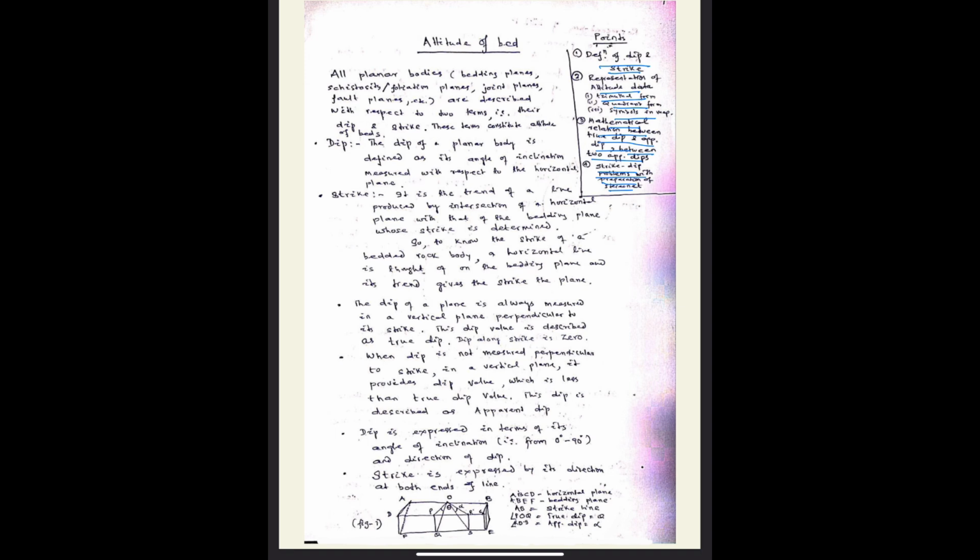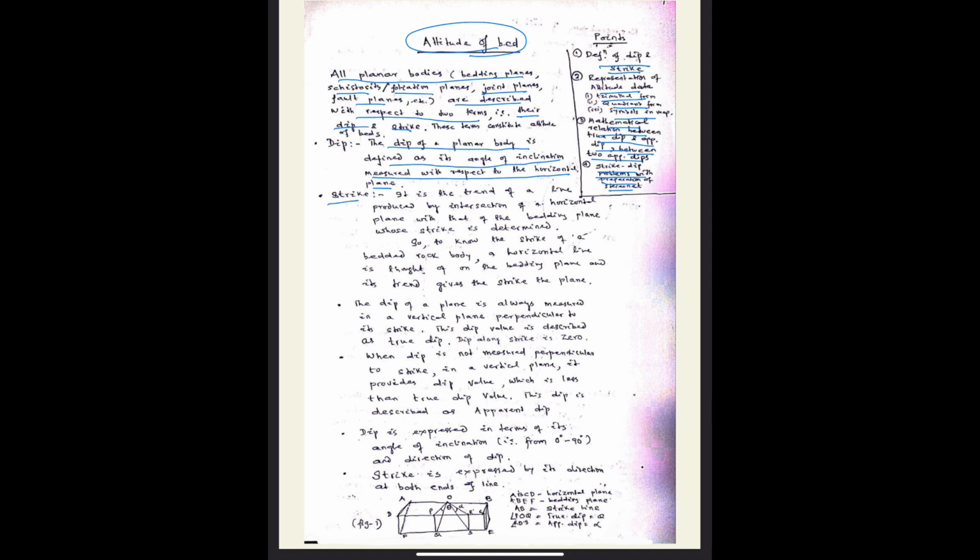First, we will discuss the definition. All planar bodies, which are bedding planes or cleavage planes, correlation planes, joint planes, fault planes, etc. All these planes are described with respect to two terms, that is their dip and strike. These two terms together describe the attitude of bed. So what is dip? The dip of a planar body is defined as its angle of inclination measured with respect to the horizontal plane. So dip of any inclined bed is simply the angle of inclination that it makes with respect to one horizontal plane.